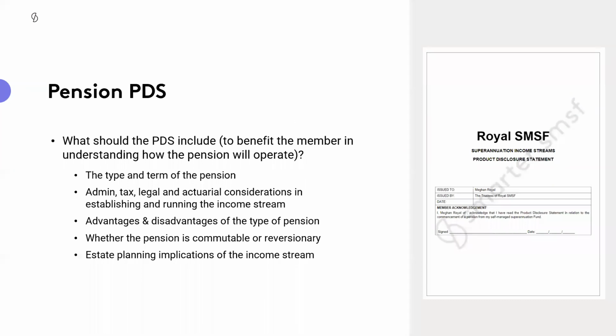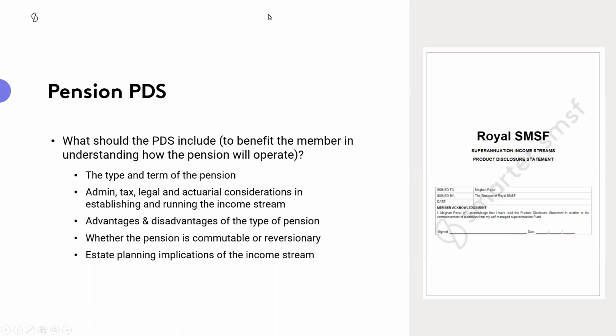So understanding what would be contained within a PDS, and again, we've got our sample document here that you can have a look at and go through and understand what that PDS would contain: the types and terms of the pension, the admin, tax, legal, actuarial considerations in establishing and running the pension, advantages and disadvantages of those pensions, the T-bar requirements, transfer balance cap measurements, estate planning, commutations, reversionaries, all those sorts of things fall within the confines of that product disclosure statement. And we have a specific pension product disclosure statement as distinct from the product disclosure statement that we issue when we commence a self-managed super fund.